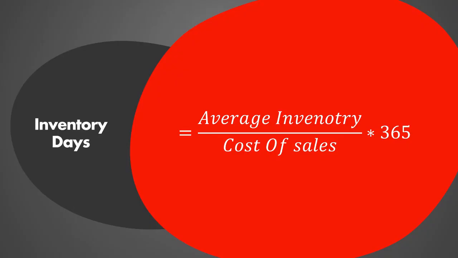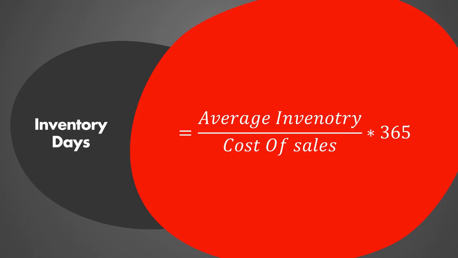The next ratio is inventory days. The formula is average inventory divided by cost of sales times 365 days. This ratio measures how quickly we can sell our stock, and it is a very important ratio.